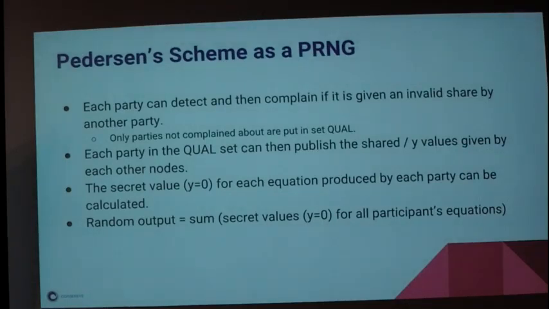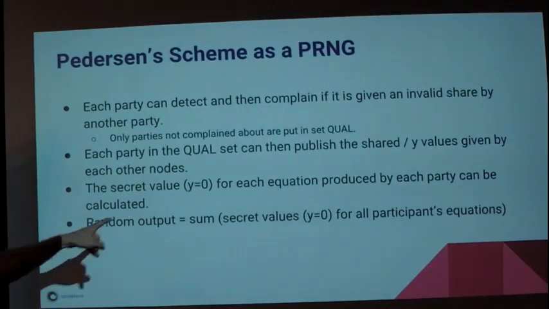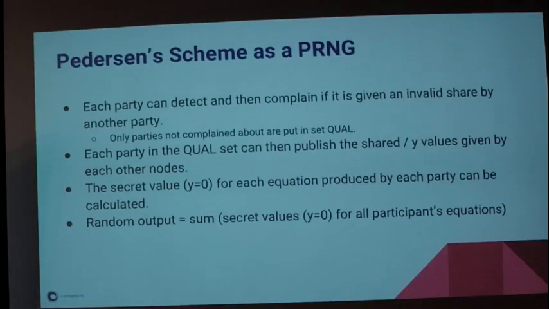equations, and then for the x equals 0 value, you can then sum all of the y values. And so when you're summing all these y values, essentially the a0 value for all the equations, then that is your random number. So everyone's independently created equations, and then you're summing up the a0 values for everyone's equation.